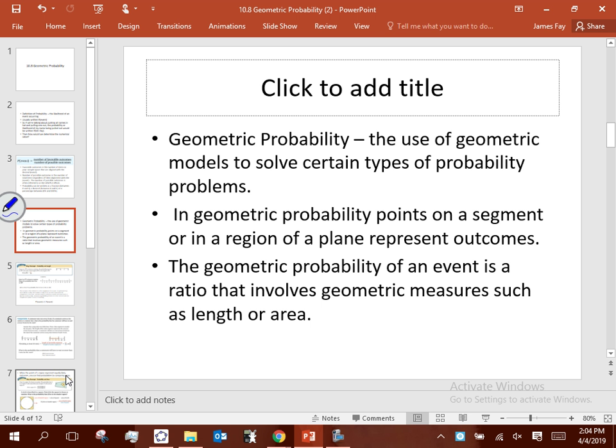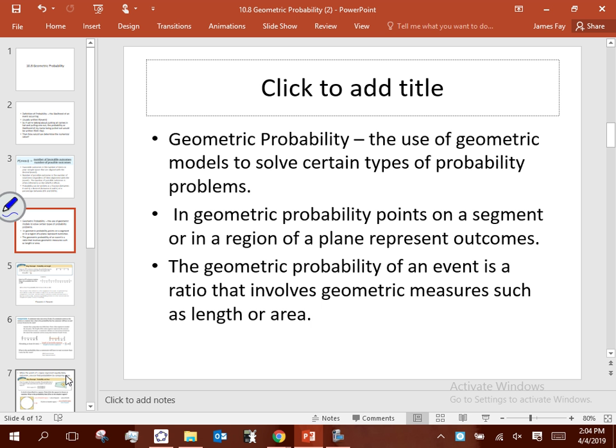Okay, so in geometric probability, points on a segment or in a region of a plane represent outcomes. So points on your segment could be representative of outcomes. And when we talk about the geometric probability of an event, it's a ratio that involves geometric measures such as length or area. The favorable outcomes, if we're talking about length, would be portions of a segment that your point is going to come off of, divided by the entire length of the segment that your favorable outcomes came from.